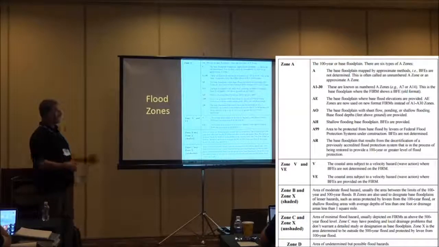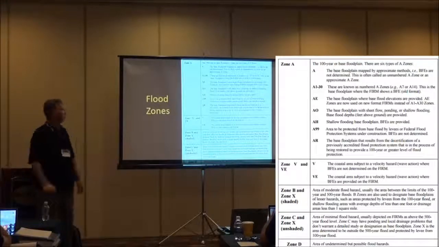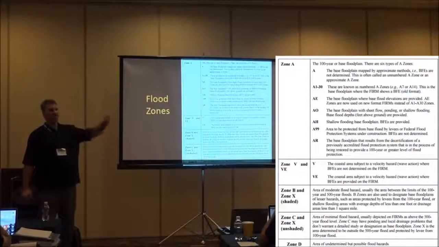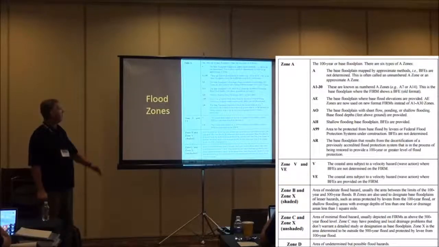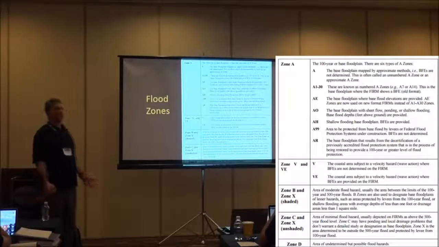And then our V zone for velocity. Anybody know what the magic number is in wave height where we determine that velocity? 3 feet. Coastal area subject to a velocity hazard, wave action, where BFEs are not determined on the FIRM. And then we have VE, the coastal area subject to velocity hazard where BFEs are provided on the FIRM.